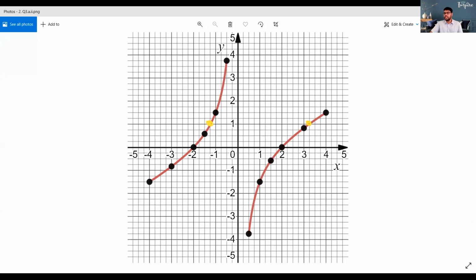Next, going on to part C. By drawing a tangent, work out the gradient of the graph where x equals 2. Children, can anyone tell us how to find the gradient of a curve? These are curved, right? So then how do we find the gradient? Anyone?